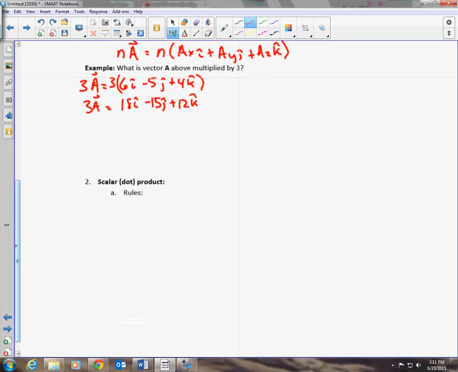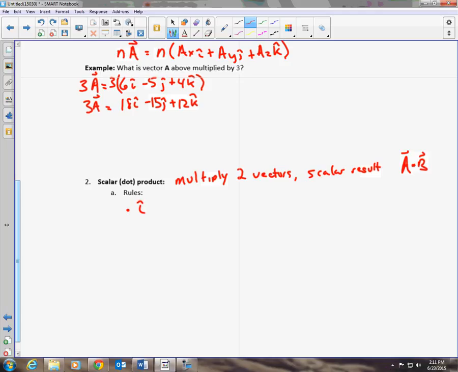Now, the scalar product is when you multiply two vectors to get a scalar result. And it's written like this, A dot B. Okay, so it's called a dot product. In math class, sometimes we use dot for multiplication. So we're multiplying these, it's called a dot product. The rules for this are as follows.